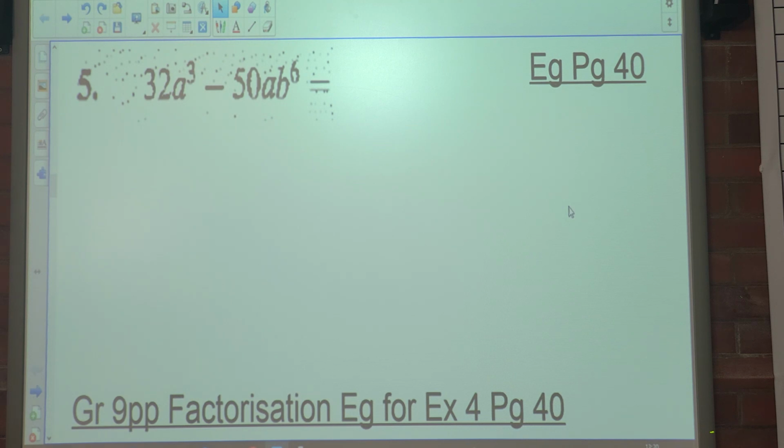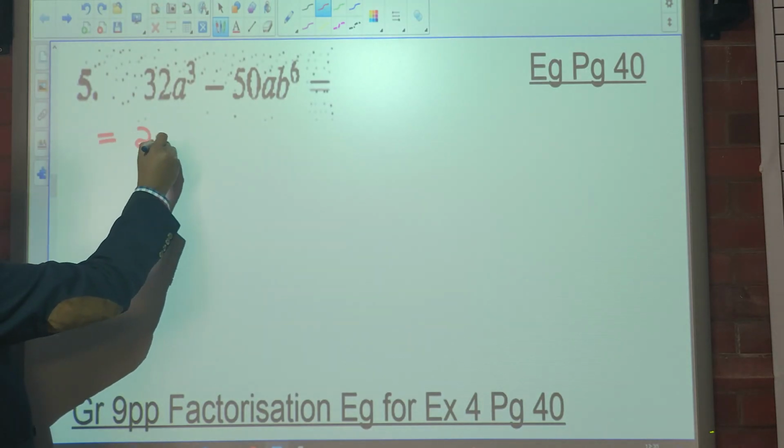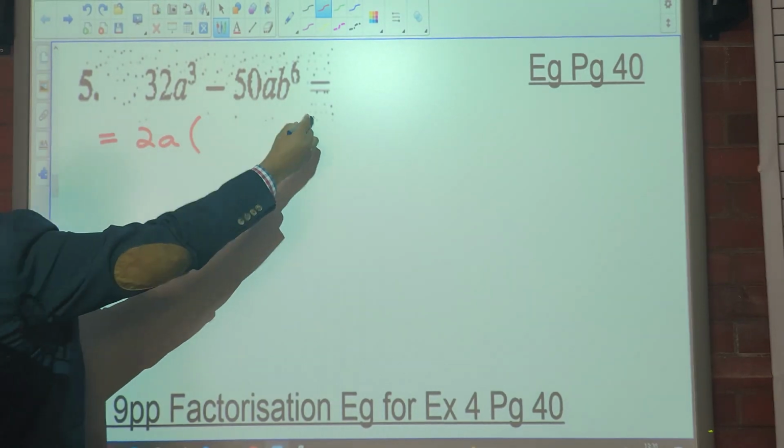People, the next one, number 5, we've got 32a cubed minus 50ab to the exponent 6. What do we notice here? There is a common factor. What's the common factor here? 2a. So fill in what you are left with.